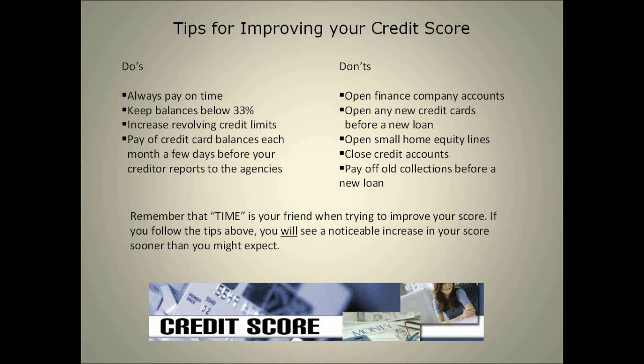Now, anything between 33 and 50% is kind of a wash. It really doesn't affect your score up or down. But anything over 50% ratio of debt to available credit limit starts to negatively affect your score. So do your best to keep those balances low. Also, if you've got a couple of credit cards that have balances over 33%, I would look at increasing your credit limits on those credit cards.